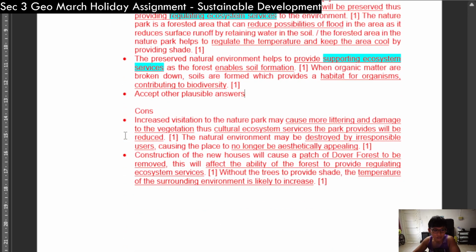Now how about the cons? The increased visitation to the park may cause more littering and damage to the vegetation. Thus the cultural services provided would be reduced. So this is also on the cultural services. However, it talks about the bad things that may happen to the cultural services as a result of the visitation to the park. So that's the first point. The natural environment may be destroyed by irresponsible users, causing the place to no longer be aesthetically appealing, so it's no longer looking good.